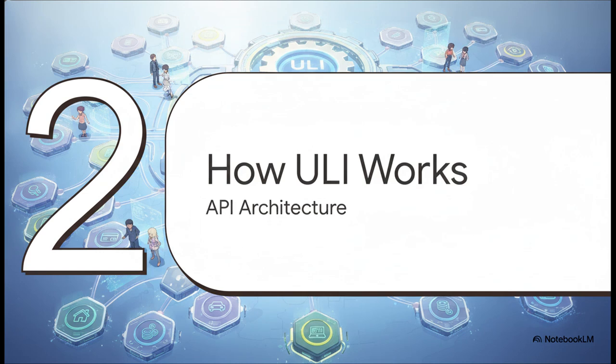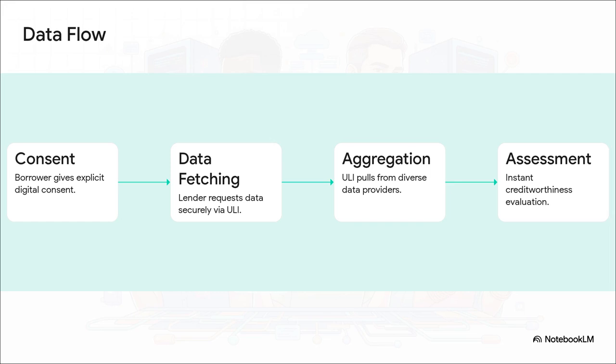Moving right along to Section 2, how ULI actually works. Let's see how this builds, because to dismantle those isolated silos, ULI relies on an API-driven plug-and-play architecture, and it already boasts over 50 specific APIs catering to various loan journeys. Let's walk through the exact four-step flow that turns weeks of agonizing waiting into a practically instant decision.